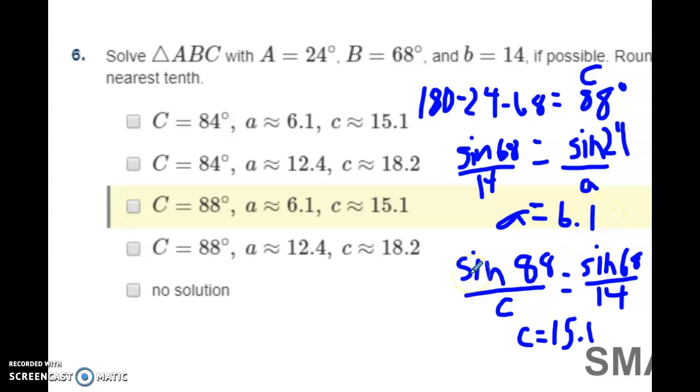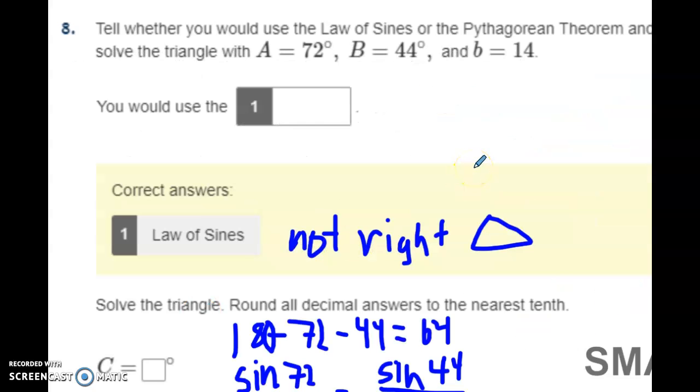Do the same thing for side C. Sine of 88, that's how far we found angle C to be, over C equals sine of 68 over 14. I just use that same ratio. To find C, I go 14 times sine of 88, find an answer, divide it by sine of 68, and you get 15.1.